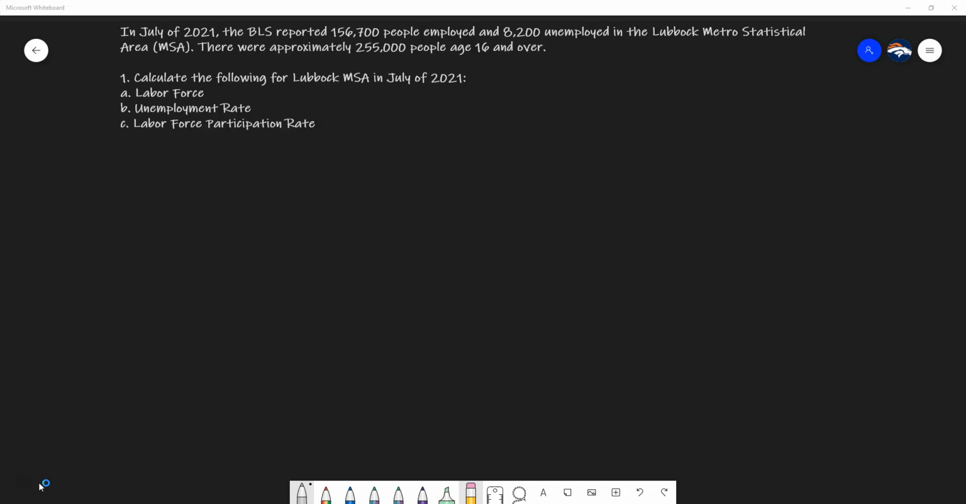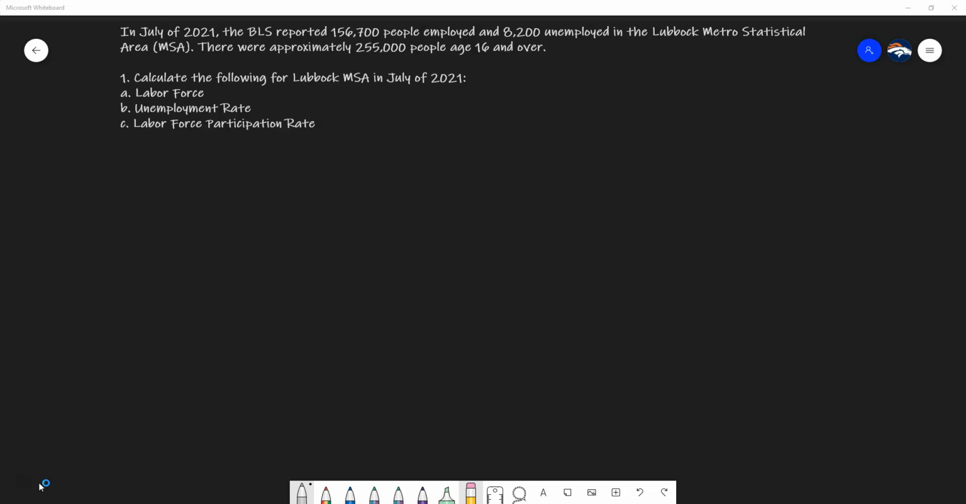Alright, so the problem that you see on your screen states: in July of 2021, the Bureau of Labor Statistics, or BLS, reported 156,700 people employed and 8,200 people unemployed in the Lubbock Metro Statistical Area, or MSA. There were approximately 255,000 people aged 16 and over. Number 1, calculate the following for Lubbock MSA in July of 2021. A, the labor force, B, the unemployment rate, and C, the labor force participation rate.